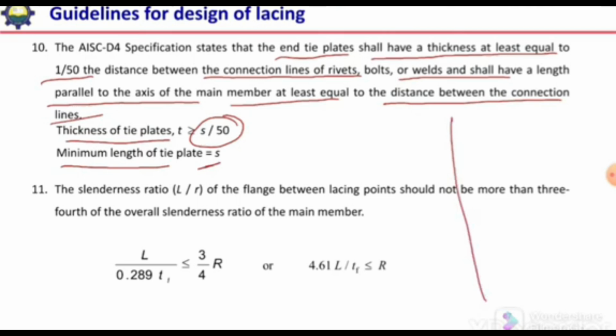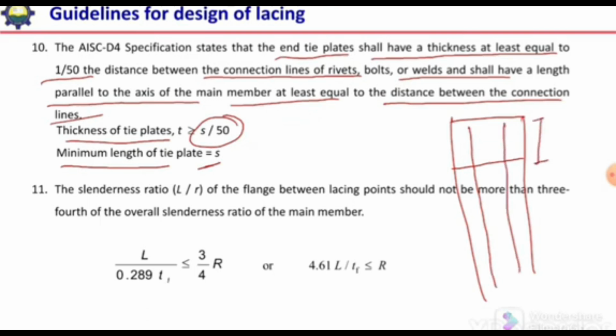So if we see, this is the built up section, so at the end we will have tie plates. So the length of the tie plate should be equal to S and its thickness should be S/50, and its width should be equal to the width of the built up section.